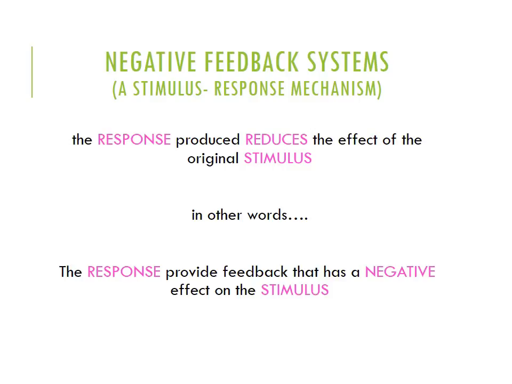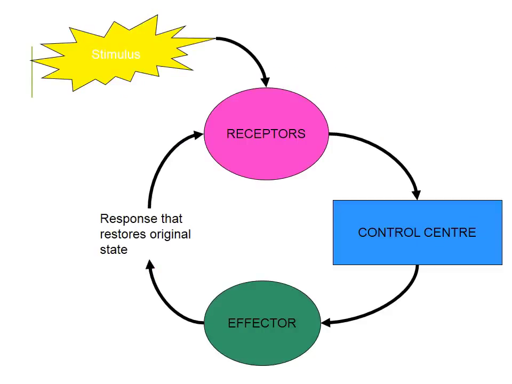So negative feedback systems are where the response that is occurring because of the stimulus reduces the effect of that stimulus. So because this stimulus, this sign, this signal causes a change within the animal, and the animal then responds to that change, and the response to that is going to reduce the effect of that stimulus, that sign, that signal. In other words, the fancier words is the response provides feedback that has a negative effect on the stimulus. So the stimulus that we're talking about here, this is the thing that signals the change.